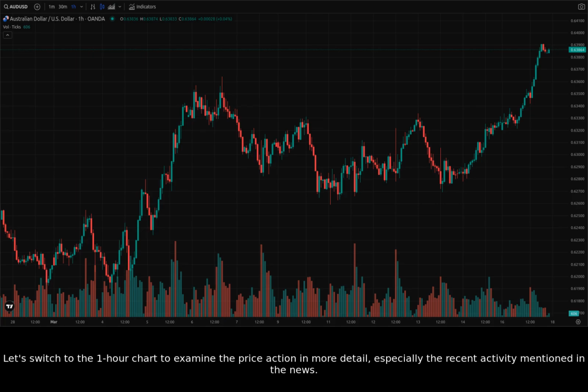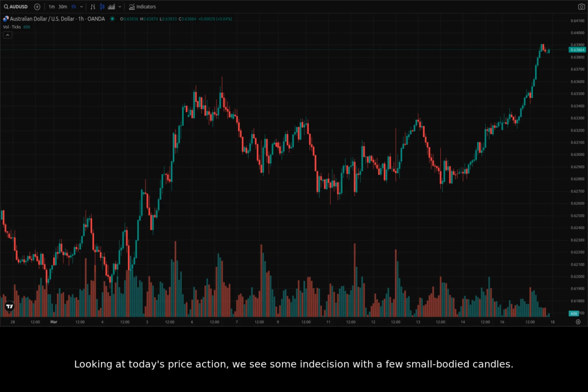Let's switch to the 1-hour chart to examine the price action in more detail, especially the recent activity mentioned in the news. Looking at today's price action, we see some indecision with a few small-bodied candles. This is reflected in the volatility in recent news.